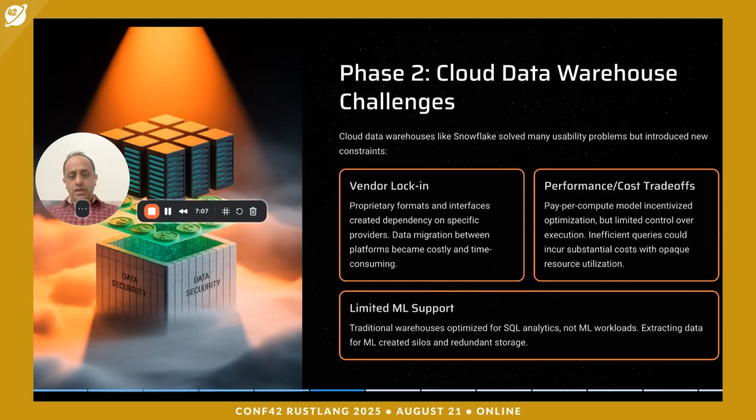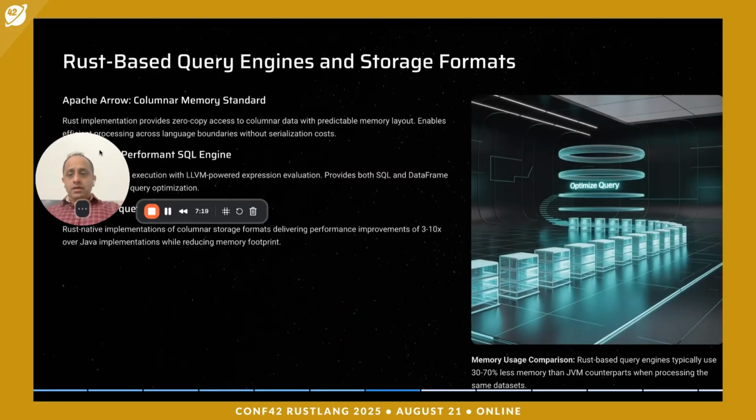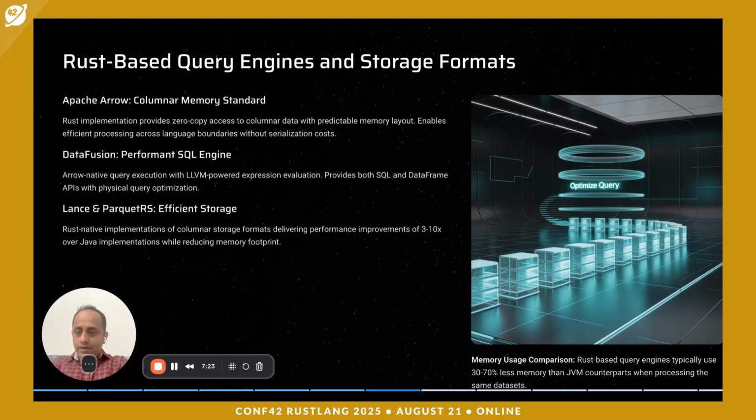So if you want to use data for ML use cases, you have to take data out and then use it in some other platforms, which has created some silos and duplicate data storage. So with that, let's look at the frameworks and components which have recently emerged, which are powered by Rust. So Apache Arrow, you might have been familiar with, is a columnar memory standard.